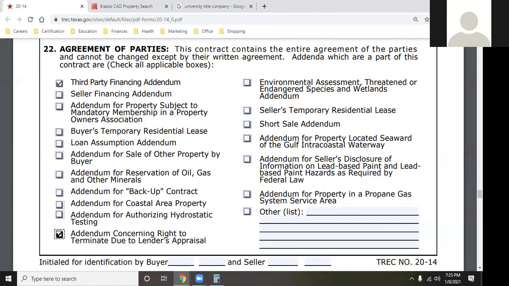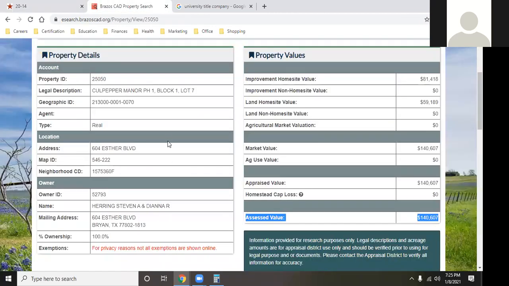The environmental assessment we don't have. There is no temporary lease. There is no sale, short sale. There is no property located seaward of a seawall or seaward of the Gulf Intracoastal Waterway. Yes, there is. In this situation, let's go back here.